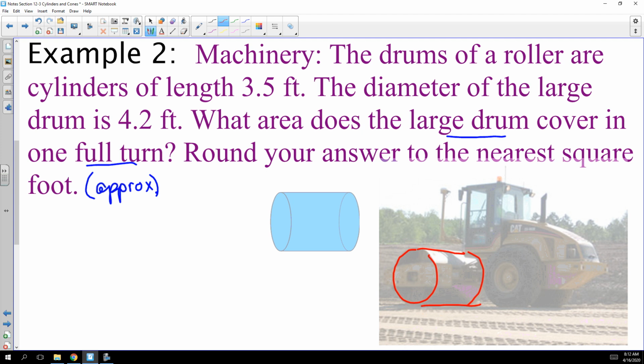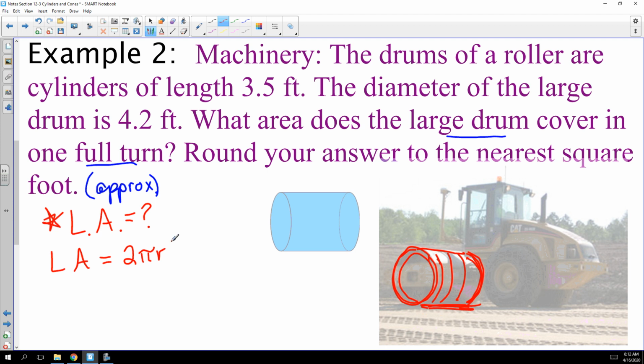If we're just going to roll this drum around, we're not covering the ends at all, so we don't really need to know anything about those circular bases. The radius is what helps us. However, we're not covering those pieces because that part is not rolling along the ground. Okay, so we need to know, what is the lateral area? That's what we're looking for. That's the unknown thing. So remember, our formula for lateral area is 2 pi r h. All right, so let's see what we need to plug in for that.